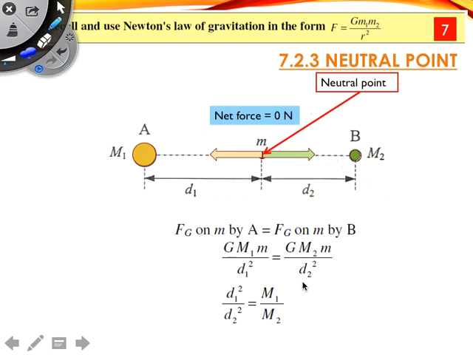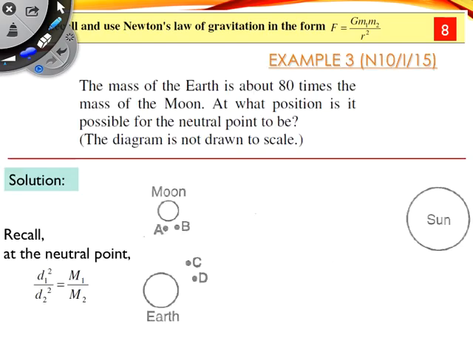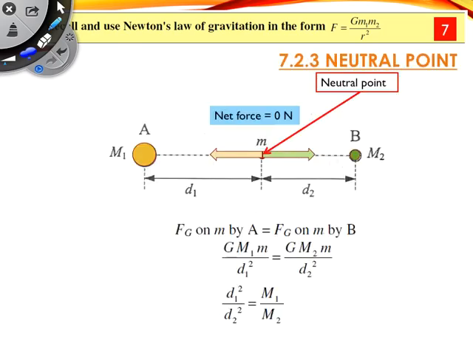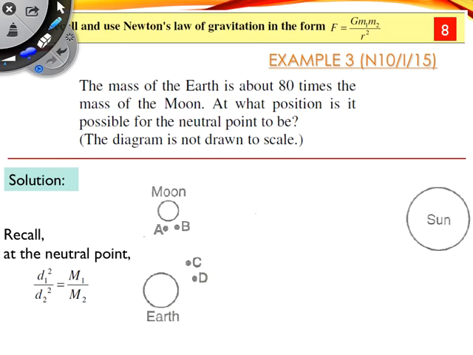So we look at the next example. You all have this in your notes, right? On your page 7. Okay, let's look at this one here. The mass of Earth is about 80 times the mass of Moon. At what position is it possible for the neutral point to be?